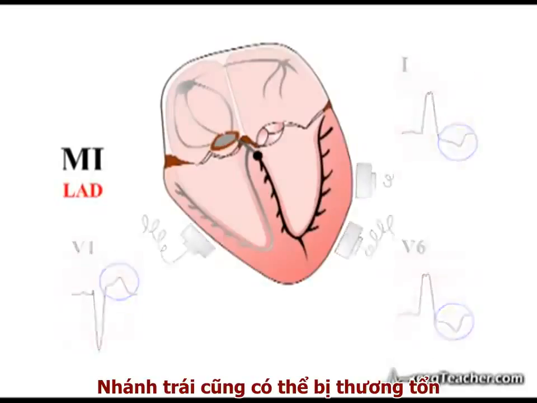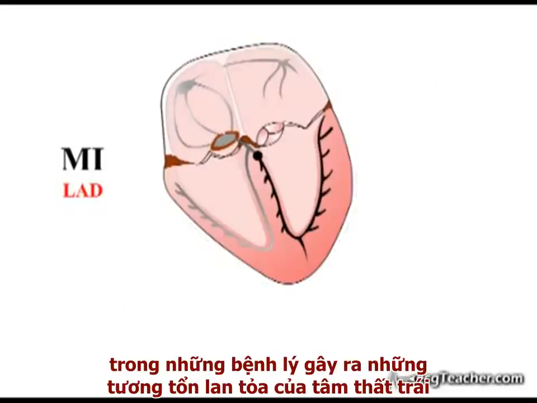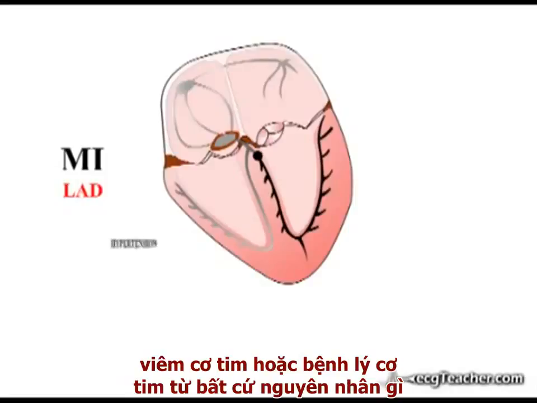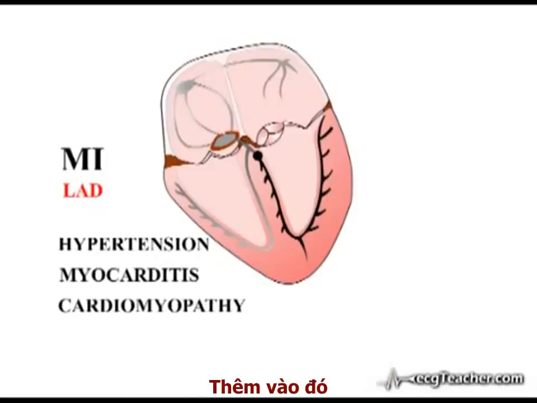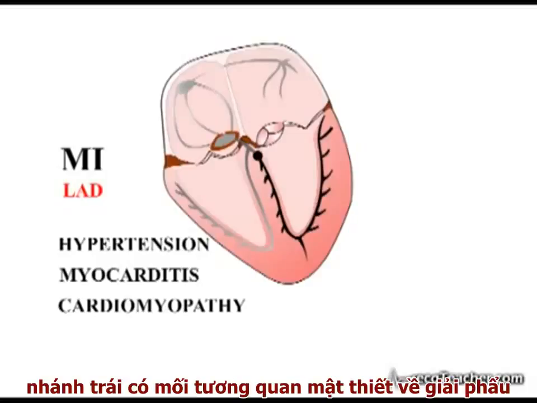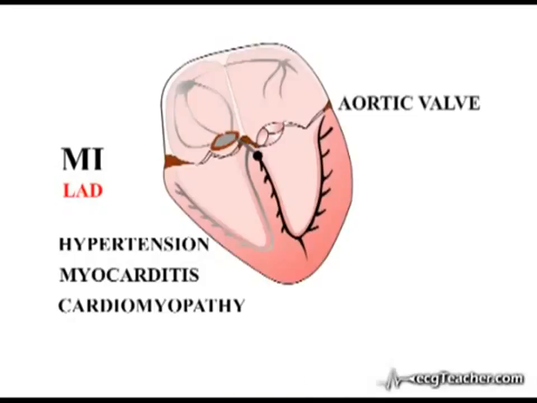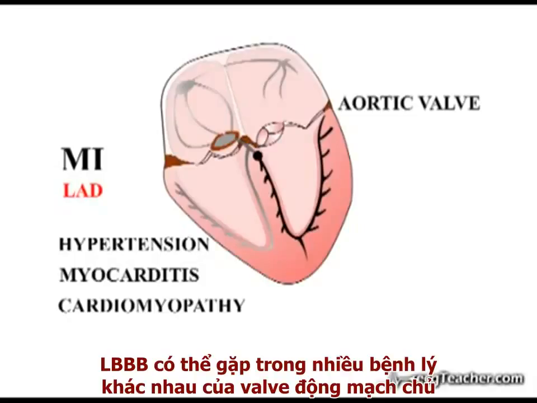The left bundle branch may also be damaged in diseases causing diffuse damage to the left ventricle, for example hypertension, myocarditis, or cardiomyopathy from whatever cause. In addition, during part of its course, the left bundle branch has a close anatomical relationship with the non-coronary cusp of the aortic valve, and consequently left bundle branch block is seen in diverse diseases of the aortic valve.